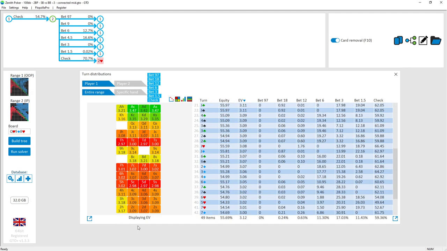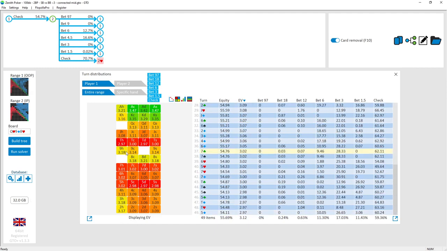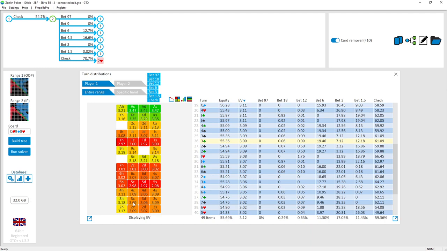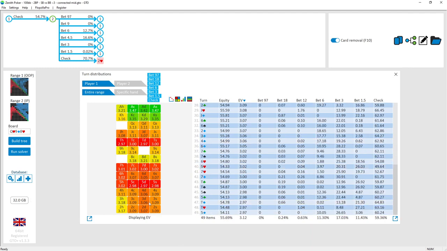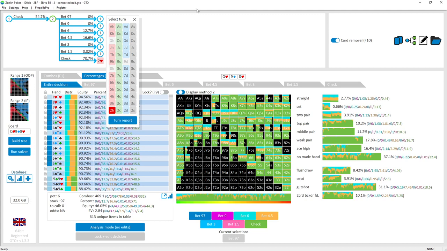Looking at the EV, it's the same sort of story going on. So let's have a look at a relative brick first. So where is this brick here? 25s, roughly in the middle. Let's go 3 of clubs.